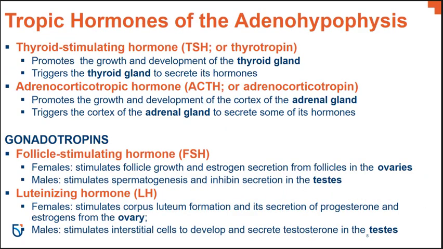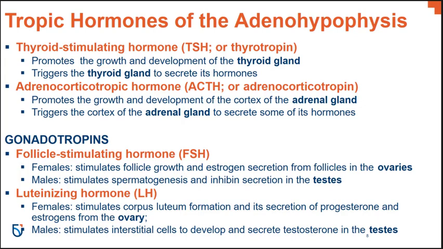For this slide, when we talk about these tropic hormones of the adenohypophysis, the tropic hormone itself will be listed in orange, and the endocrine gland that they stimulate will be bolded in navy blue. The first hormone that we'll talk about is thyroid stimulating hormone, or TSH, and as the name suggests, it promotes the growth and development of the thyroid gland. We will cover the thyroid gland in more detail later on, so this is just an introduction. TSH also triggers the thyroid gland to secrete its hormones.